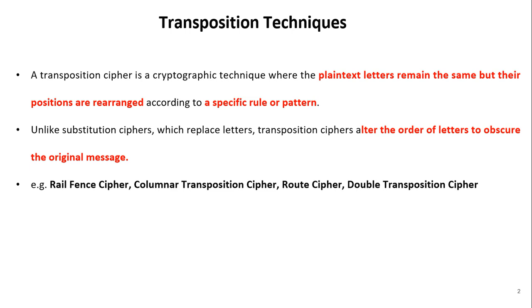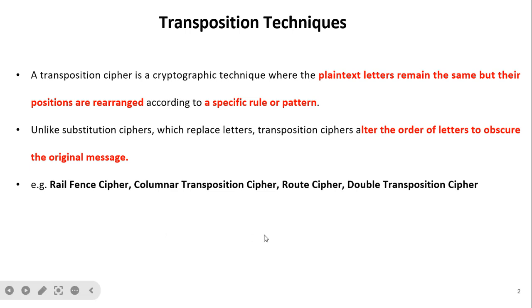A transposition cipher is a cryptographic technique where the plain text letters remain the same but their positions are rearranged according to a specific rule or pattern. Unlike substitution ciphers, which replace the letters, transposition ciphers alter the order of letters to obscure the original message. Examples are rail fence, columnar, route, double transposition cipher, etc.